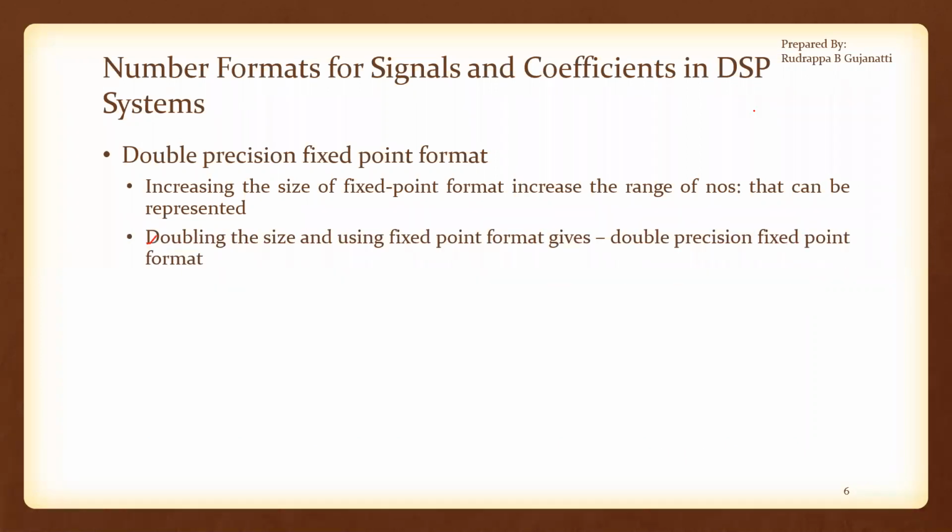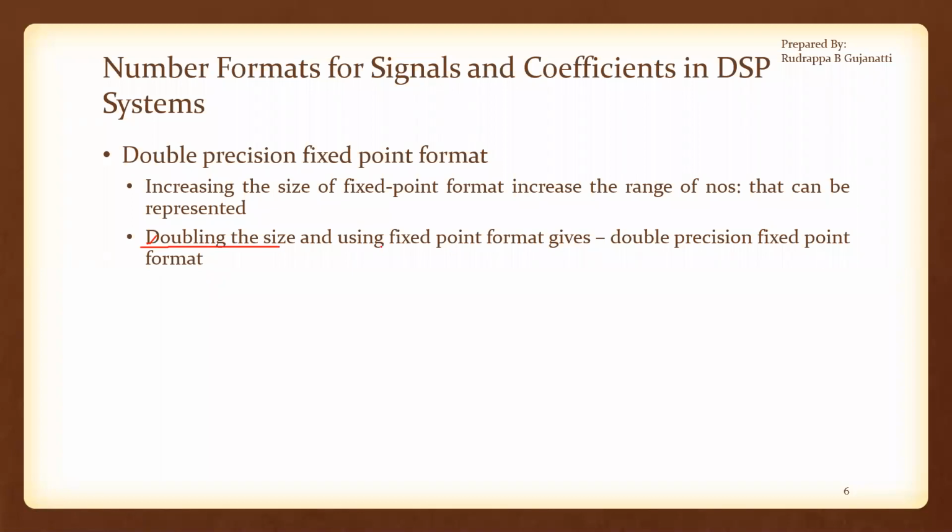Next, doubling the size and using fixed point format gives us what is known as a double precision fixed point format. So what is the definition of double precision fixed point format? You are making use of fixed point format, but instead of using the n number of bits which are utilized in fixed format, you are doubling the size of this fixed point format. So that is what you are trying to establish here.